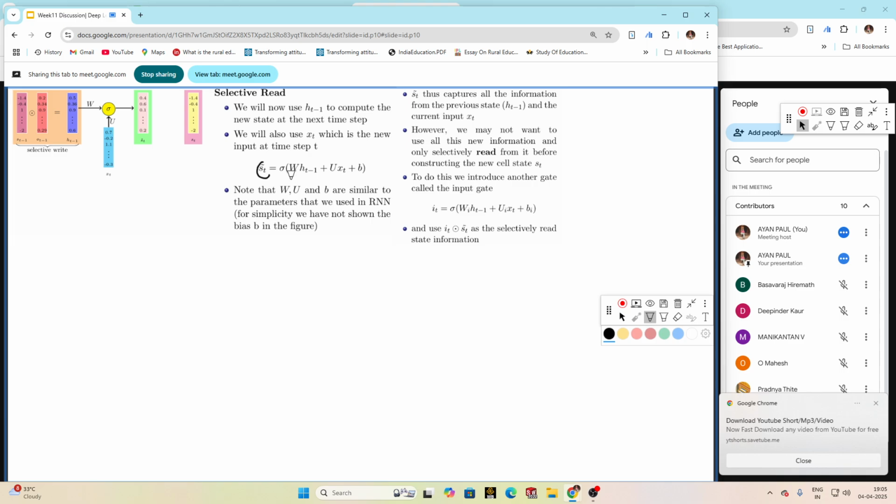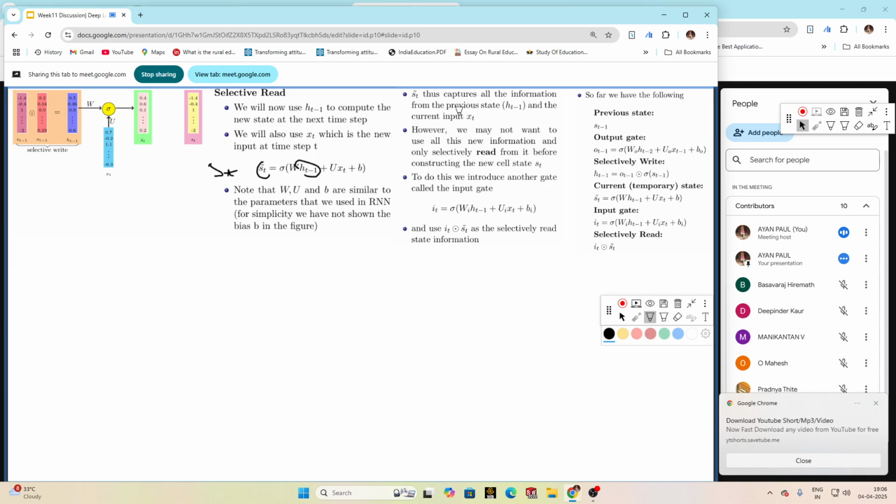Now this state will get changed. Earlier it was h_t, but now it is h_t tilde, because earlier we were using the old h_{t-1}, and now we are using the updated one. Note that W, U, and b are similar to the parameters that we use in an RNN. This h_t tilde captures all the information from the previous state h_{t-1} and the current input x_t. However, we may not want to use all this new information and only selectively read from it before constructing the new cell state s_t.